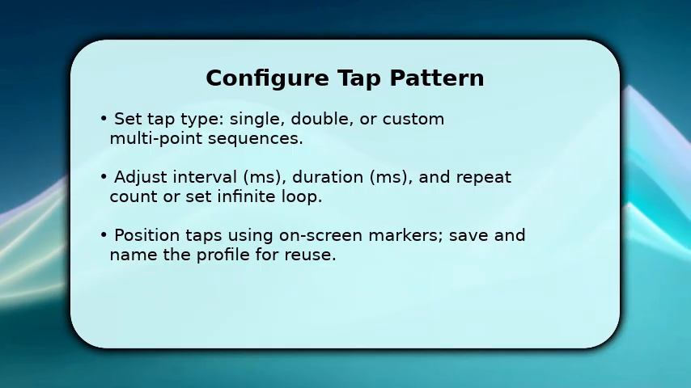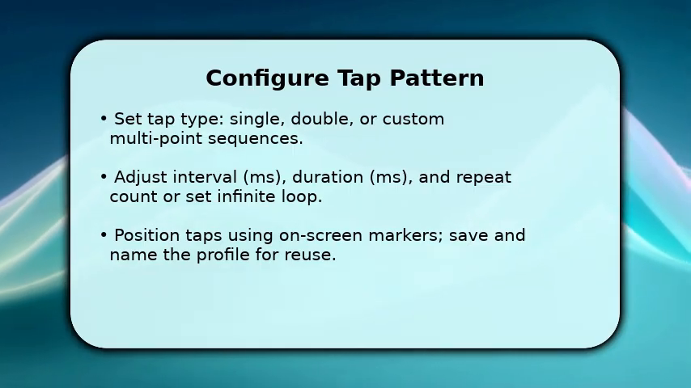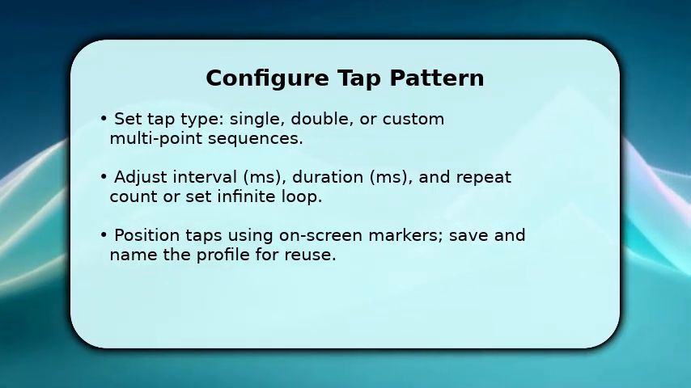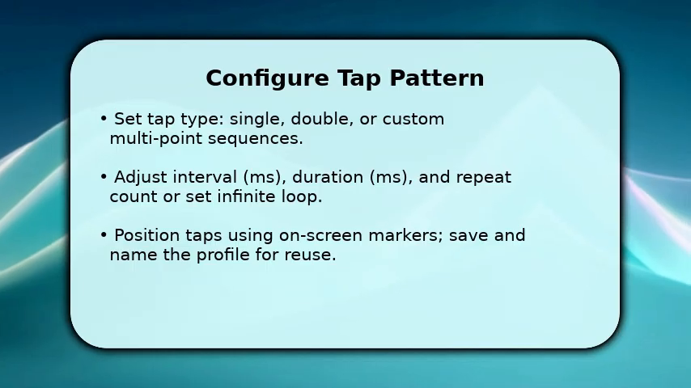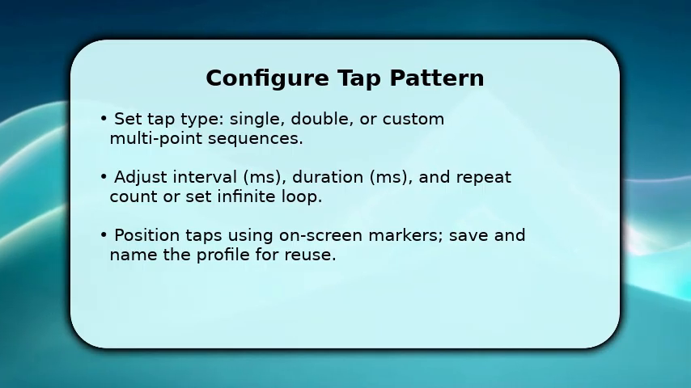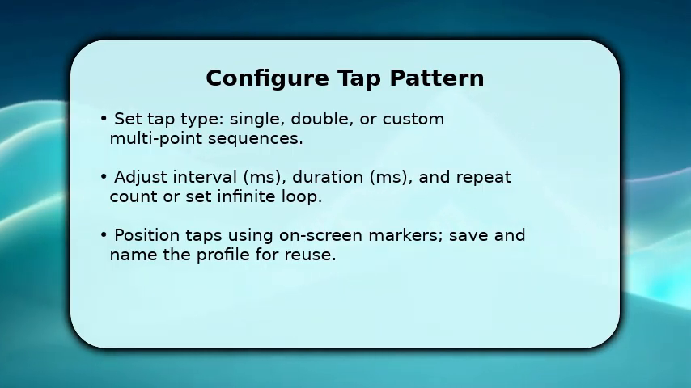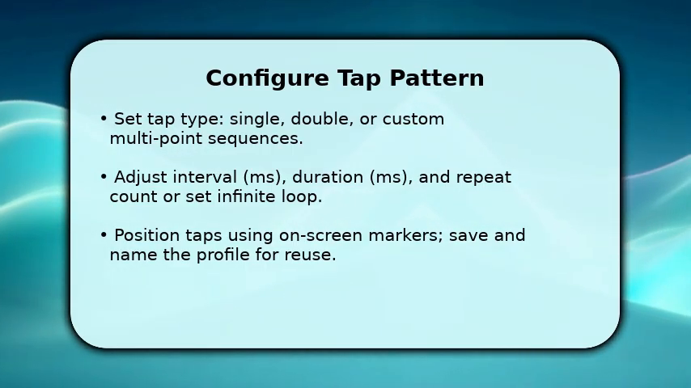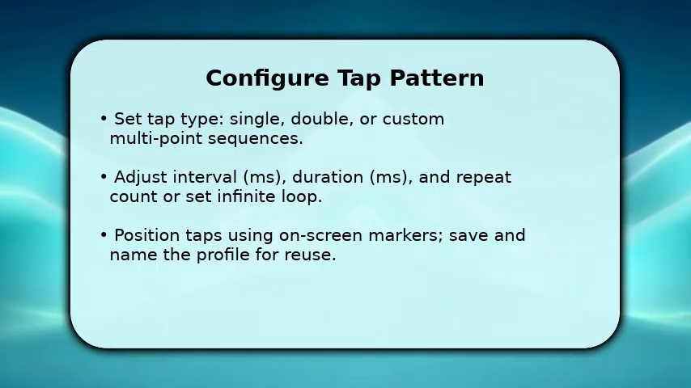Next, adjust interval in milliseconds and duration per tap, and pick a repeat count or infinite mode so the routine matches your needs. Then place on-screen markers precisely where you need taps. You can drag them and preview to confirm accuracy. Once positioned, save and name the profile so you can quickly recall it for similar tasks later.